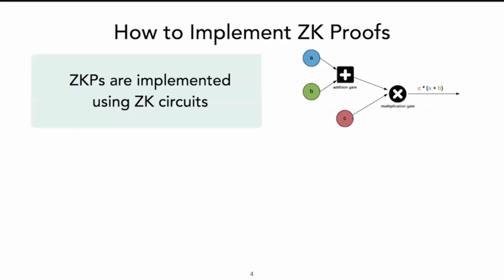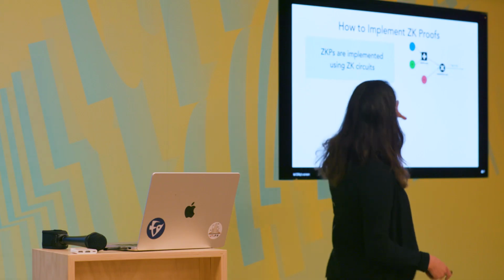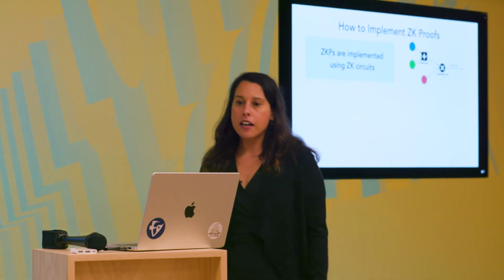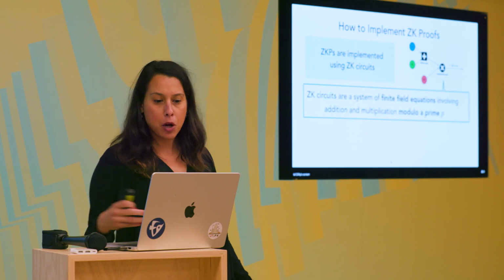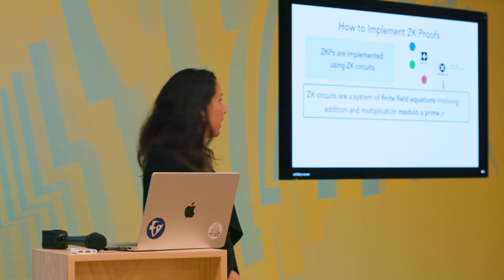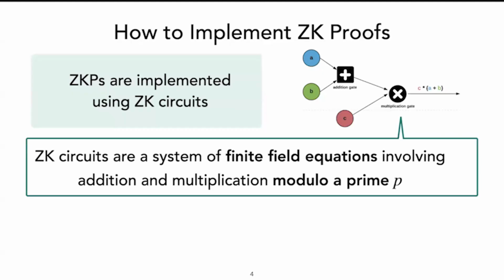But let's say you are a developer and you would like to incorporate a zero-knowledge proof into your application. How do you go about doing that? Typically, zero-knowledge proofs are implemented using arithmetic circuits. You basically have some inputs, you have these gates, addition and multiplication, and the circuit has some outputs. But the important thing here is that addition and multiplication happen modulo some prime number.